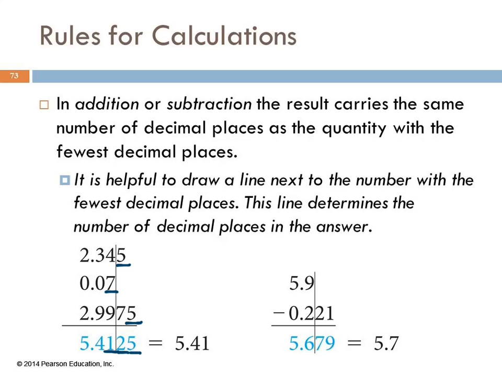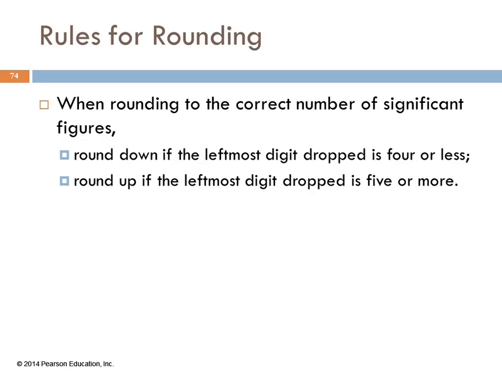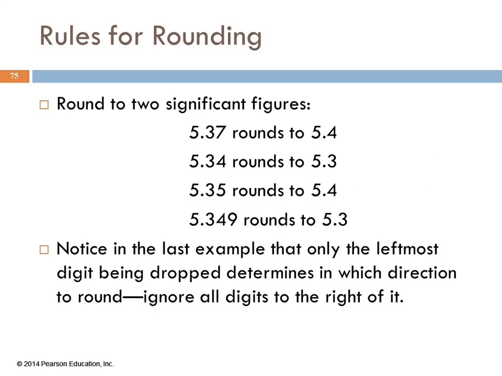I think we have some examples. Rules for rounding. Round down if the number is 4 or less, round up if it's 5 or more. So if we're rounding 5.37 to 2 significant figures, we're keeping the 5 and the 3. The number we're dropping is a 7, so we're going to round this up to 5.4. Because with 5.37, we have to choose: is this closer to 5.3 or 5.4? It's closer to 5.4.